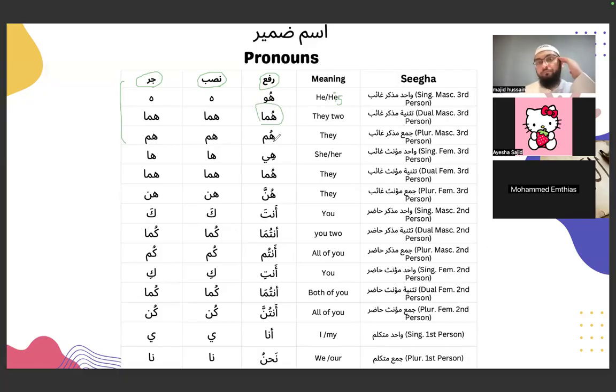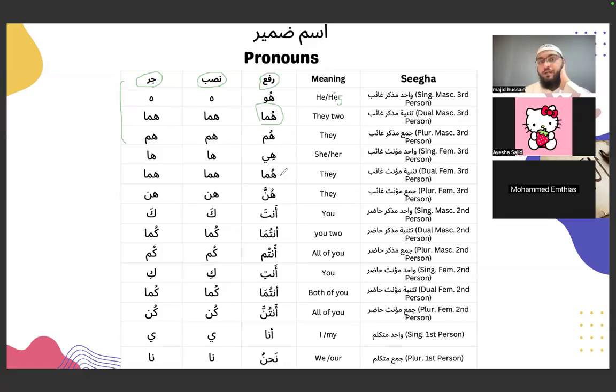Then hum, as in أولئك هم المفلحون. That means hum is being used in that ayah, and it means they, which is jama mudhakkar ghaib: third person, masculine and plural. Now the third person for female, which is hiya, she or her.